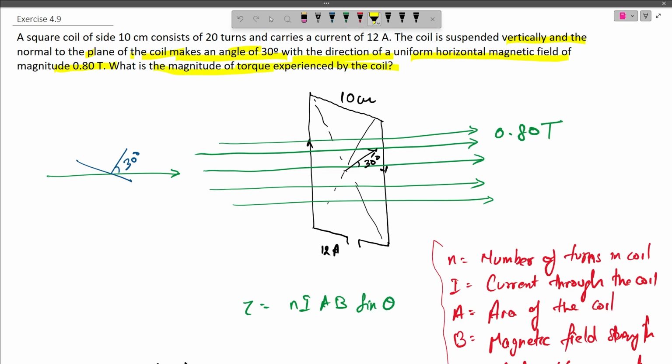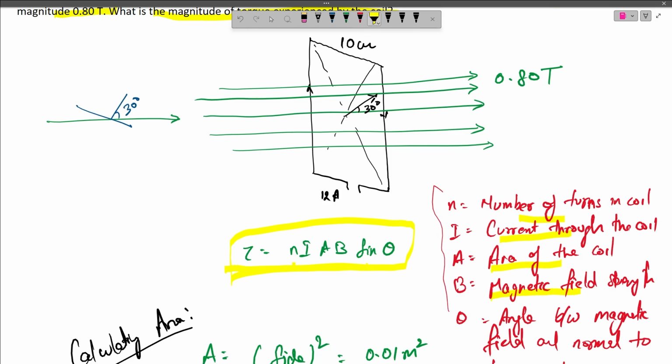So there is a coil in the magnetic field. If we arrange the plane of the coil like this, then it is making 30 degree with the direction of the magnetic field. So we have to find out what is the torque on this magnetic coil. Now we know that the torque on the magnetic coil is given by NIAB sin theta, where N is the number of turns in the coil, I is the current through the coil, A is the area of the coil, B is the magnetic field strength, and theta is the angle between the magnetic field and the normal to the plane of the coil. So here theta would be equal to 30 degree because the normal to the plane of the coil makes 30 degree with the magnetic field.